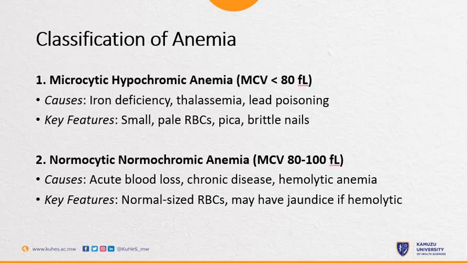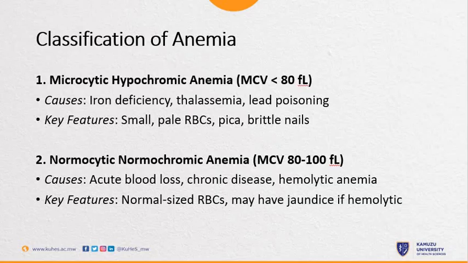So as we know, one of the major contributors to the production of red blood cells is the hormone known as erythropoietin, which is produced in the kidneys. And in chronic kidney disease, a patient might have a reduction in that hormone, so that could cause anemia. The key features, when you view the red blood cells under the microscope, they're normal sized red blood cells, but the patient may have jaundice if it's hemolytic anemia.